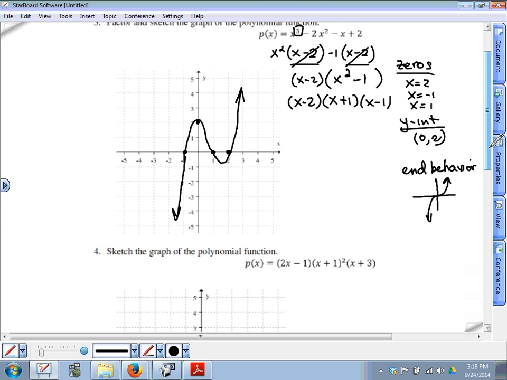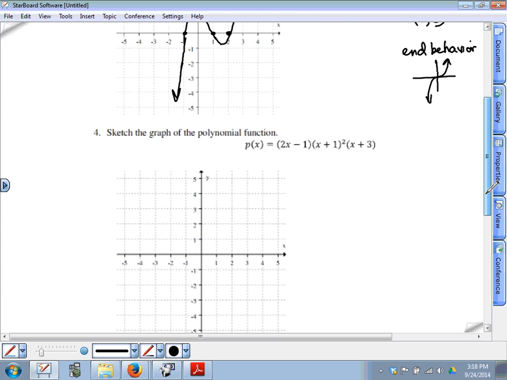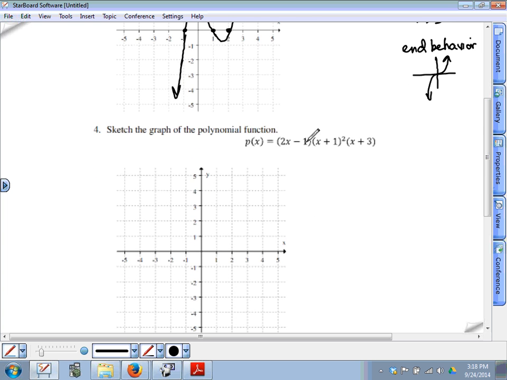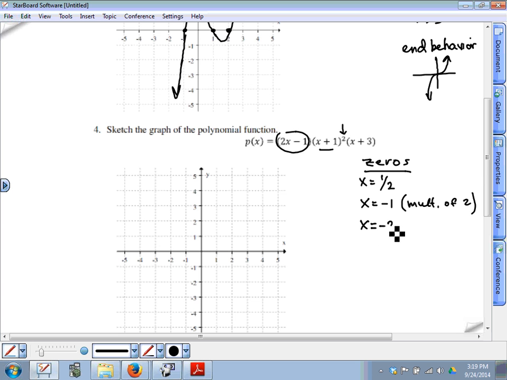It's a rough sketch of the graph of that polynomial. Okay. Question 4 has already been factored for us, which is nice, so all we have to do is state the zeros, we don't have to factor. So from this factor right here, we get a zero of x equals positive 1/2. From that factor rather, we get a zero of x equals negative 1, but that one has a multiplicity of 2 because the factor appears twice. What that means is at this x-intercept, the graph is going to bounce at negative 1, it's not going to cross through negative 1. The other zero is x equals negative 3.